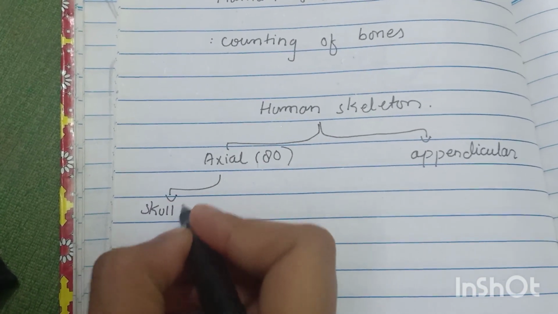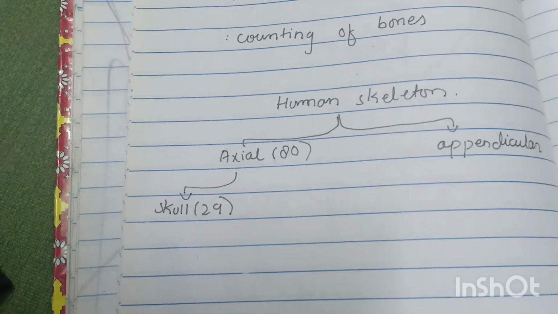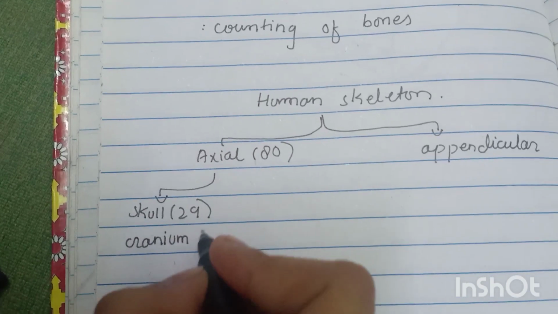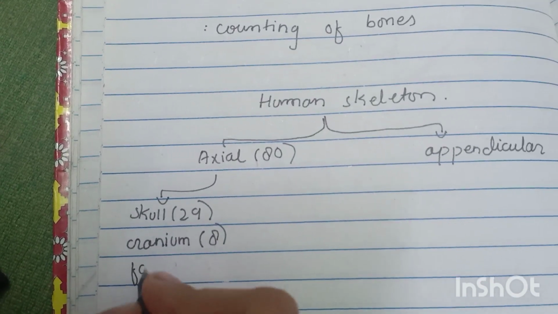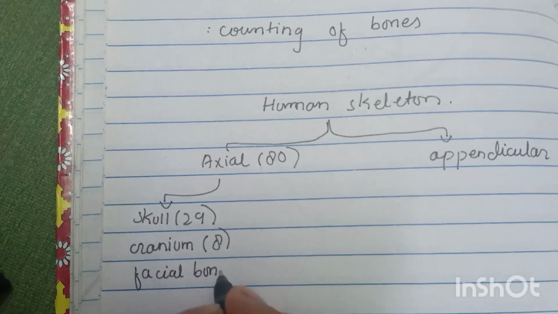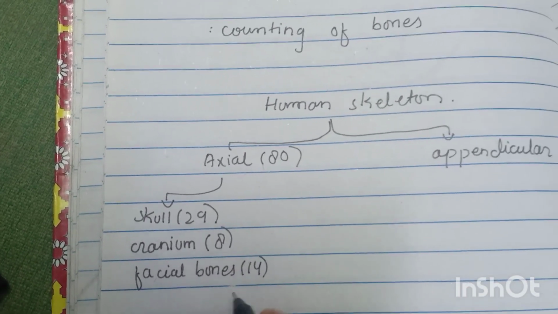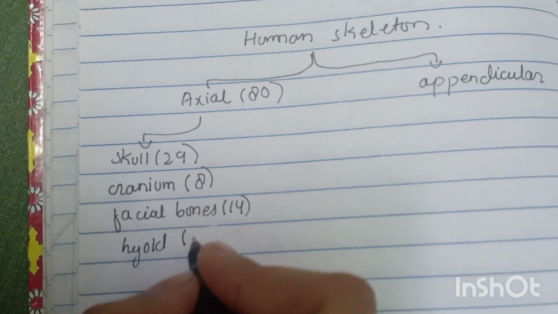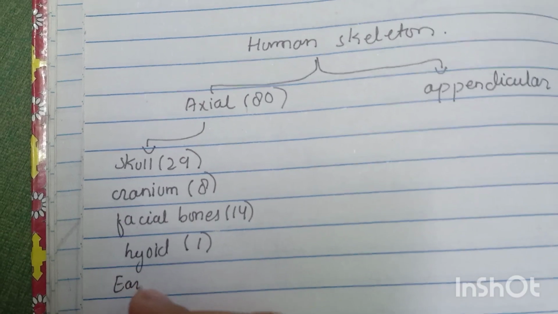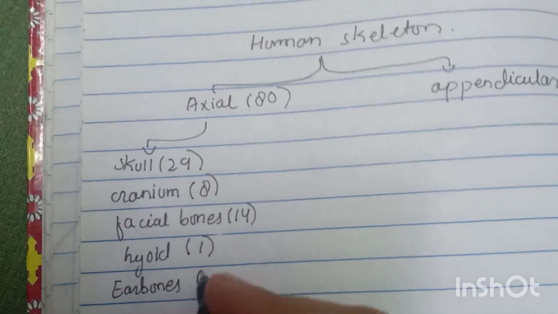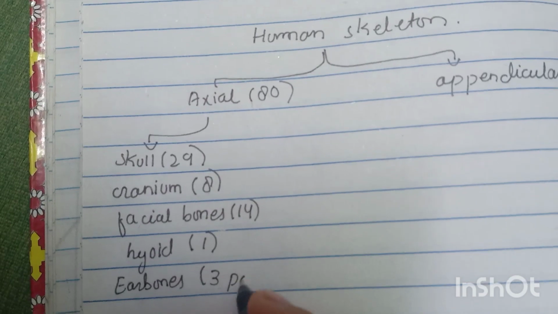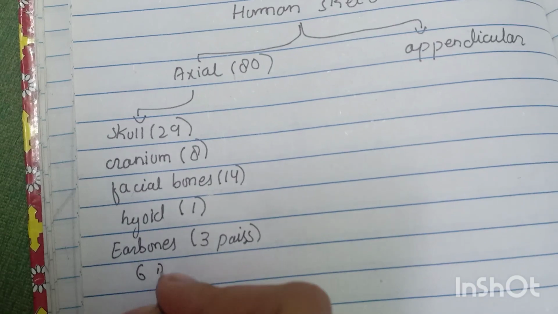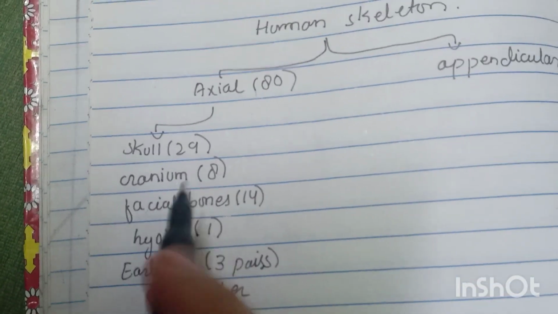Skull. The skull contains 29 bones. How? I'm telling you. First of all, the cranium, the bones that make the head, are 8 in number. The facial bones that are present in the face are 14 in number. There is one hyoid bone present in the neck region. And talking about ear bones, they are 3 pairs, so they are 6 in number. So as I mentioned here, they are 29.